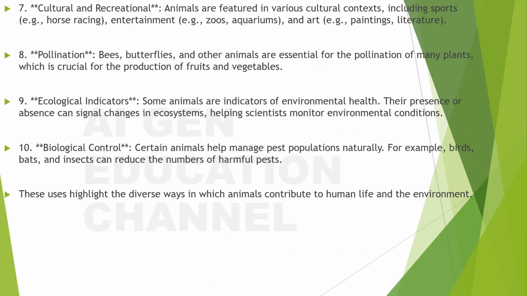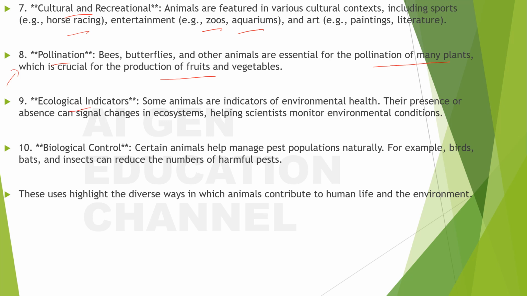Okay. Now, cultural and recreational. Animals are featured in various cultural contexts including sports, entertainment and art. You know all this, right? Zoos, aquariums and horse racing, everywhere it is used, and so they serve the purpose of the cultural and recreational aspect too. Next, pollination. Bees, butterflies and other animals are essential for the pollination of many plants, which is crucial for the production of fruits and vegetables. About this we have already seen in the chapter plants, so I am not going to repeat it.